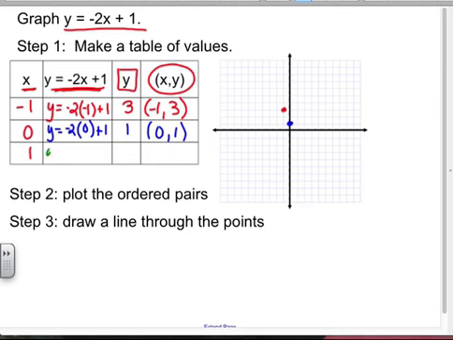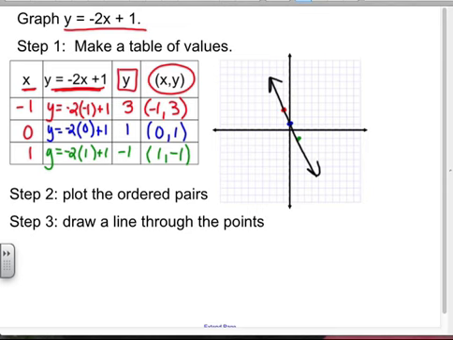Last one, y equals negative 2 times 1 this time, plus 1. Negative 2 times 1 is negative 2. Add 1 is negative 1. So this ordered pair is positive 1, negative 1. I'm going to graph that. That's the green dot. What do you notice when I connect my dots?